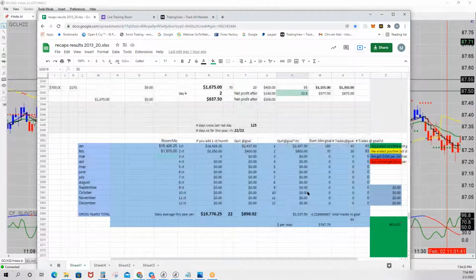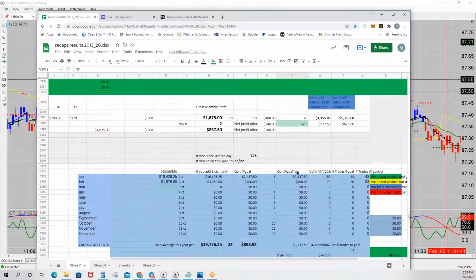And down here, I didn't figure all this stuff out. I think it's pretty close to right now. I think I got it all calculating right. But on the year so far, we're at 19,776. It's over 22 trading days, averaging $898 per contract per 2-hour trading day. And the way it's worked out so far this year, we're averaging $767 per hour. But we're still early on in the year. It's going to take a while for that to build up the way that it did last year.